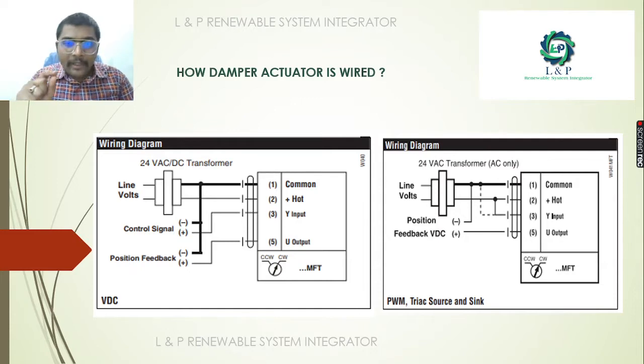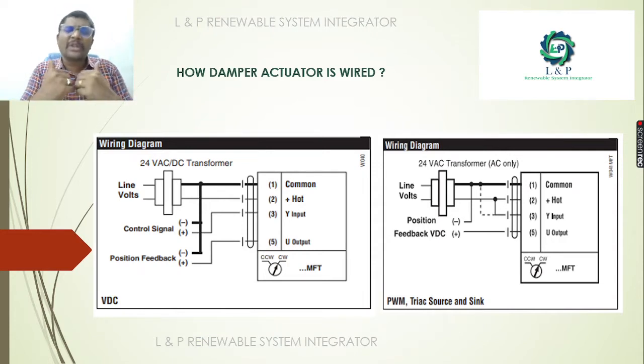First, we should know where to connect the positive wire, where to connect the negative wire, which is the control and which is the feedback. It is simple. When you take the damper actuator in your hand, or if you have the manual or the terminals, the common and plus, or hot, will be the line and neutral points where we give the power supply. If it is written as Y, that is the input, the control signal. If it is written as U, that is the feedback signal. So this is a simple assumption.